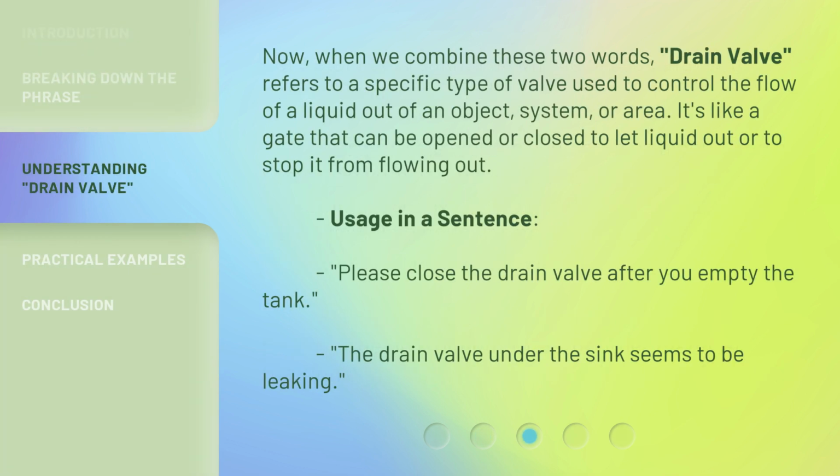Now, when we combine these two words, drain valve refers to a specific type of valve used to control the flow of a liquid out of an object, system, or area. It's like a gate that can be opened or closed to let liquid out or to stop it from flowing out. Usage in a sentence.